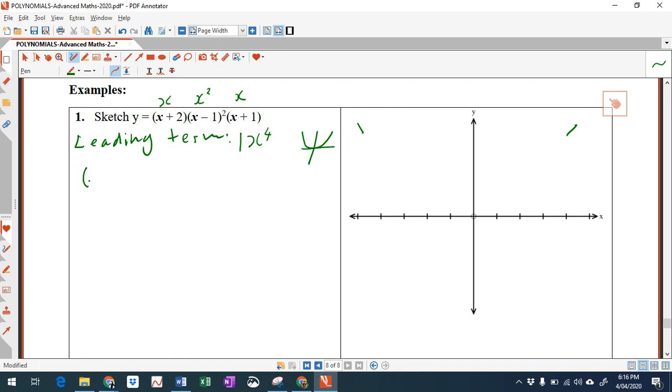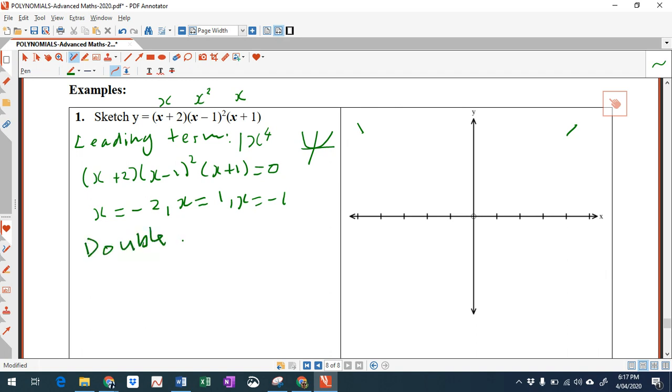Next, I'll be looking at finding the zeros. x plus 2, x minus 1 squared, x plus 1 equals 0. So you can see here that the zeros will be x equals negative 2, x equals 1, x equals negative 1. Now the other thing to note is that there is a double root at x equals 1, right? That's your double root there. Okay, x equals 1.